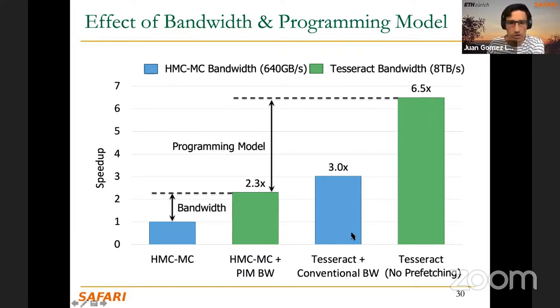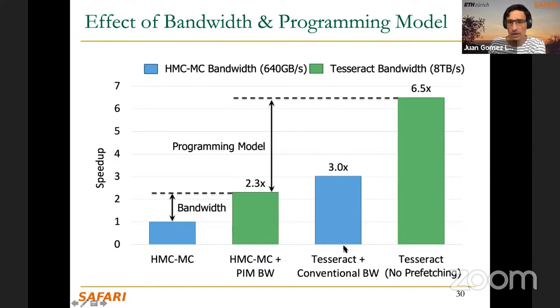Here you have some simulation results where, in the particular case of the many core processor with HMC memory, we have simulated an HMC system that instead of providing 640 gigabytes per second of external bandwidth, provides 8 terabytes per second of external bandwidth. And this, of course, increases the performance, but not really that much. If you go from 640 gigabytes to 8 terabytes, we could expect much higher performance improvement, but in the end, it's only like 2.3 times.